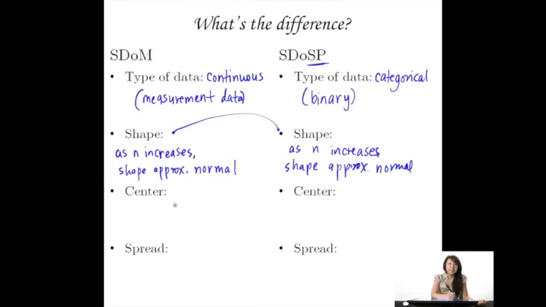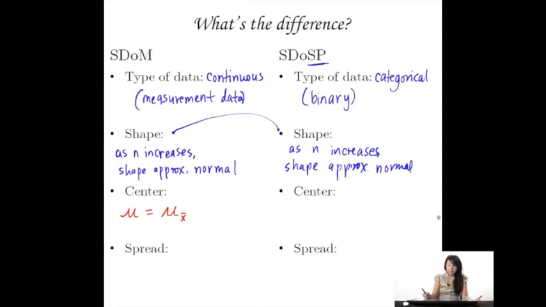And now let's talk about center, right? So if you remember the central limit theorem, that's where the shape, center, and spread stuff comes from. Center, if you remember, the population mu equals the center of the SDOM, which is mu sub x bar. Remember, it's a whole bunch of little x bars, right?